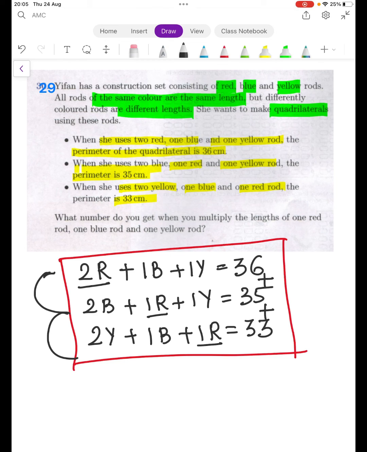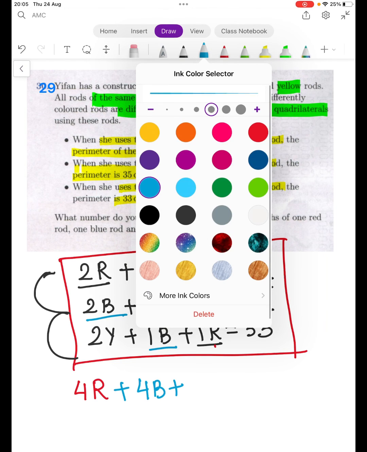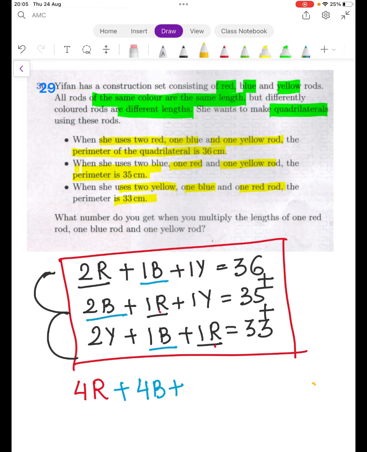So I can see there 2R plus 1R plus 1R. So let me use the red color here. That will become 4 red rods. 2R from here, one from here, one from here. Similarly, let me say blue. So 1 blue, and 2 blues. So it will be 4 blues. And yellow might not be visible, but I still would take yellow. So there is 1 yellow here, 1 yellow here, and 2 yellows here.